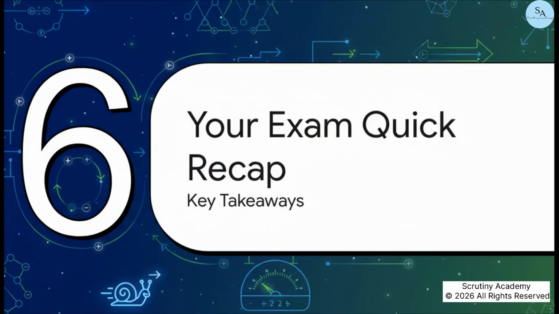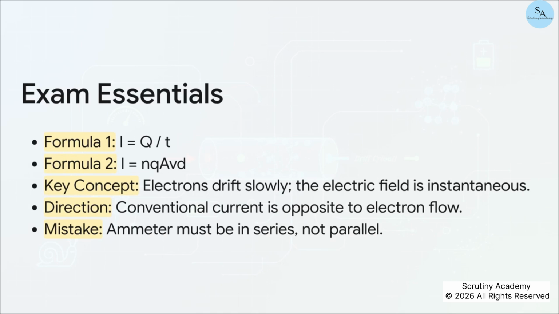Phew, we've covered a ton of ground. Let's do a lightning-fast recap of the absolute must-know, non-negotiable takeaways you need to have locked and loaded for your exams. All right, here's your cheat sheet. You need to know those two key formulas, inside and out. You must understand the core concept that solves our paradox. Electrons move slowly, the electric field that pushes them is basically instantaneous.